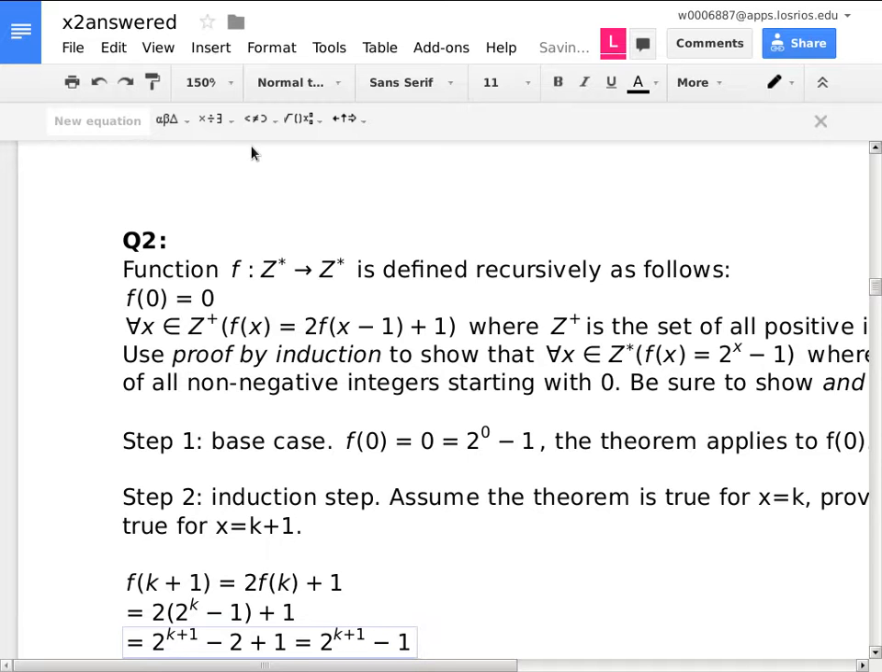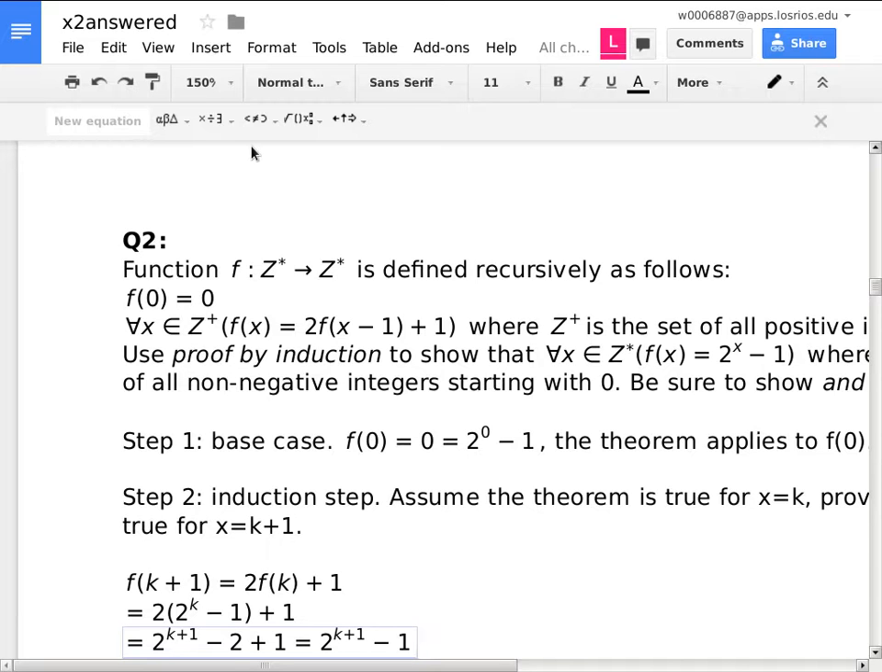And that's the end of the proof, because that's where we want it, right? We want to establish that f of k plus 1 is 2 to the power of k plus 1, which is the stuff inside the parentheses, minus 1. Right there, I plugged in x for k plus 1. Because k plus 1 is x, so it's 2 to the x minus 1.